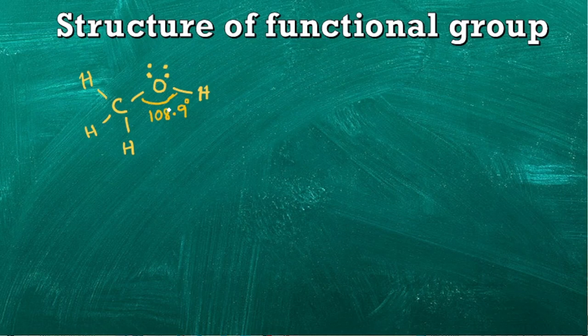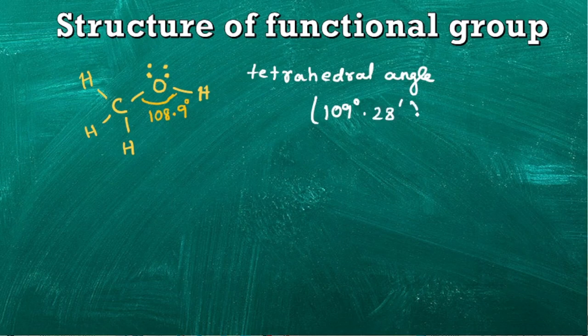But usually, what is the normal angle for tetrahedral? Usually, what will be the angle for tetrahedral? It will be 109 degrees 28 minutes. It is the normal angle of tetrahedral.